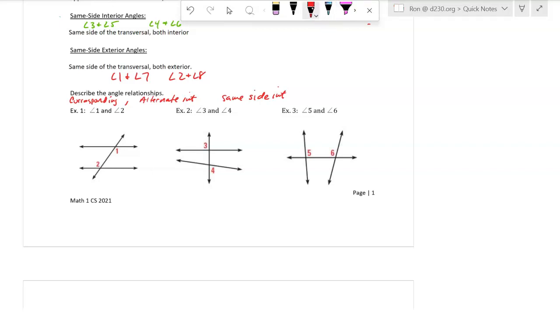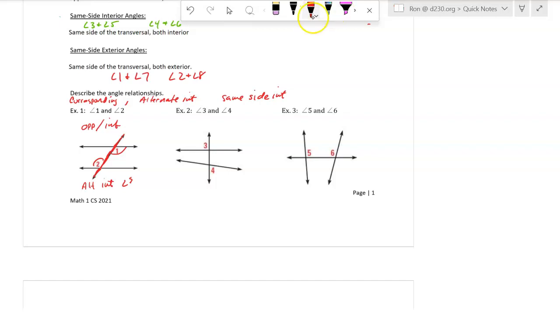Let's look at the first one, angle 1 and angle 2. If you look at angle 1 and angle 2, I have two lines cut by a transversal. You have to identify the transversal. Angle 1 is interior, angle 2 is interior. Are those on the same or opposite sides of the transversal? They're on the opposite sides of the transversal, and they're both interior, which means these would be alternate interior angles.